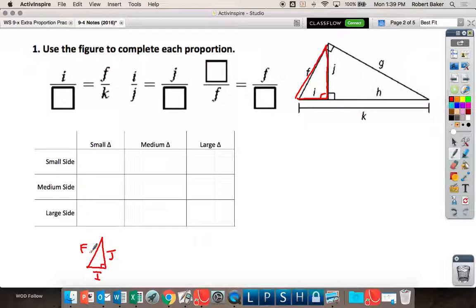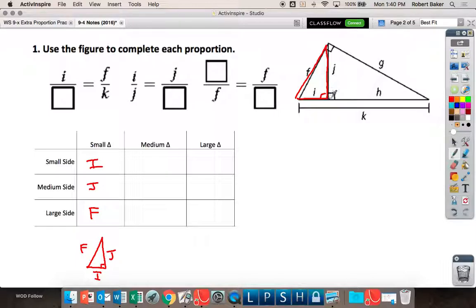All right. So here's what I have. I have a small triangle. The small side is I. The medium side is J, and the long side is always the hypotenuse, F. So I just took one triangle, I labeled it, and I put those labels in the chart. Feel good about that? Okay. So I'm going to pick a different color.